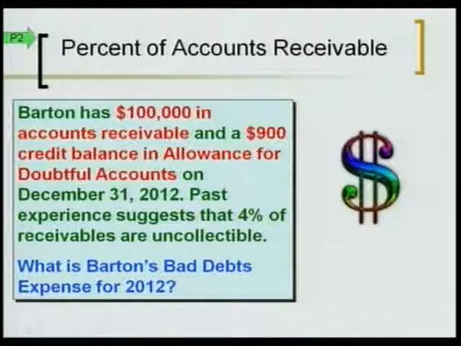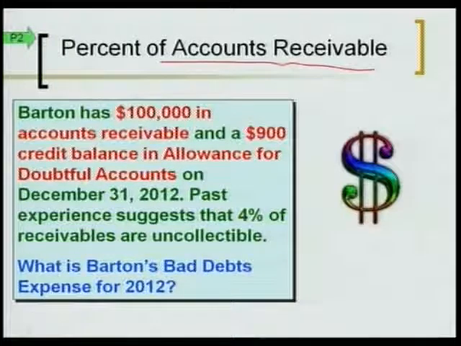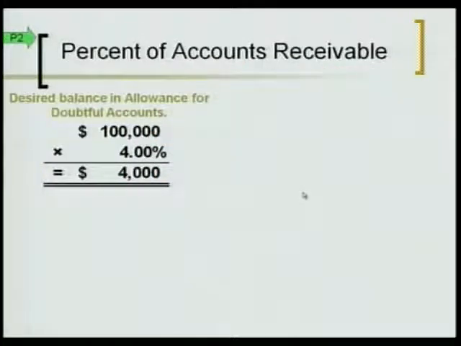Now here we are talking about a percentage of accounts receivable method. Barton has $100,000 in accounts receivable, and they have a $900 credit balance in allowance for doubtful accounts on December 31, 2012. Now, past experience suggests that 4% of receivables are uncollectible. Now here, they're not telling you a percentage of sales, they're telling you a percentage of receivables, correct? So here's how we do this. Okay, well, what is 4% of the accounts receivable? It's $4,000. You with me?